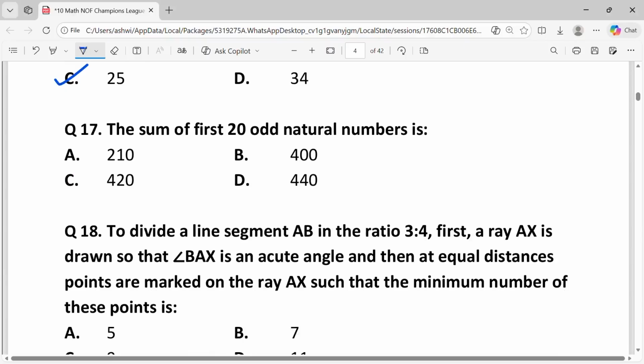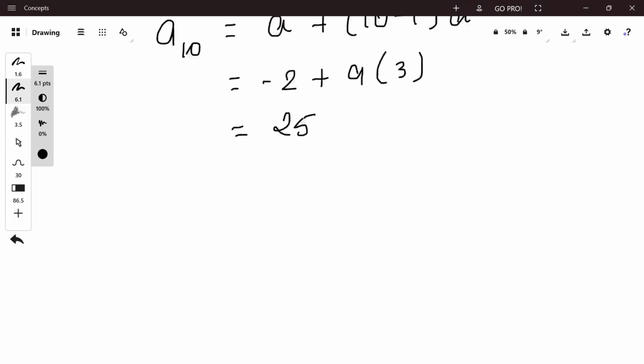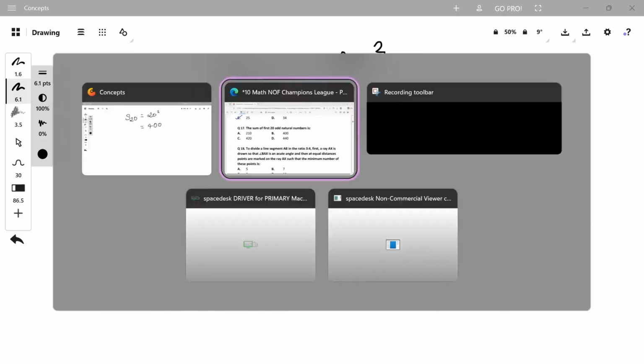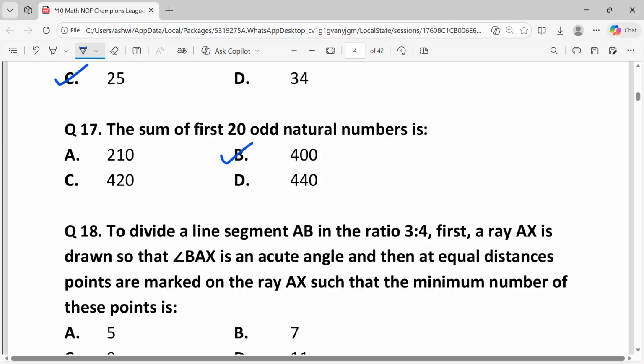Question 17. The sum of first 20 odd natural numbers is. The sum of first n odd natural numbers is given by the formula Sn is equal to n square. Applying the formula for n is equal to 20, the sum of first 20 odd natural numbers will be S20 is equal to 20 square, which is equal to 400. From the given options, the answer is B, 400.